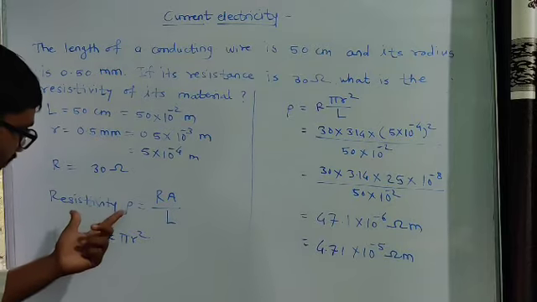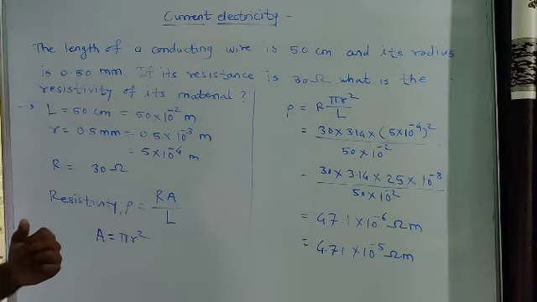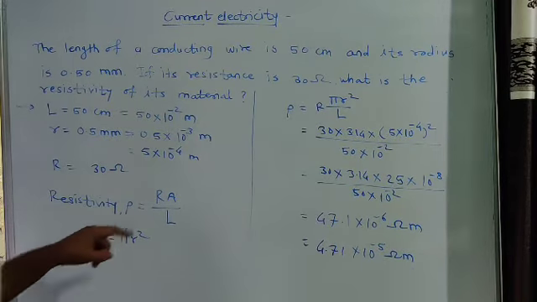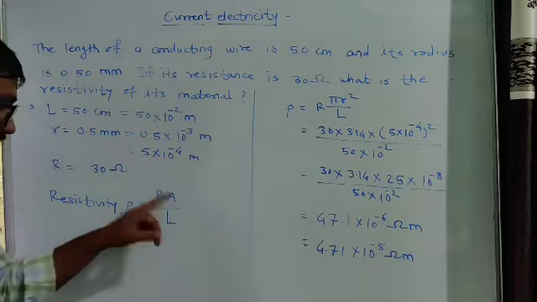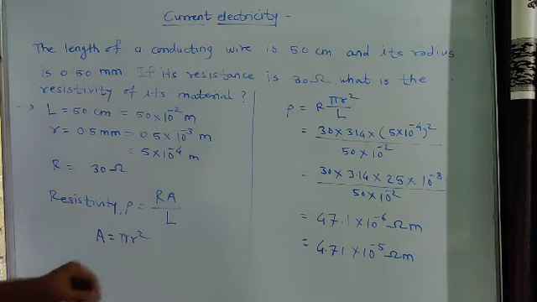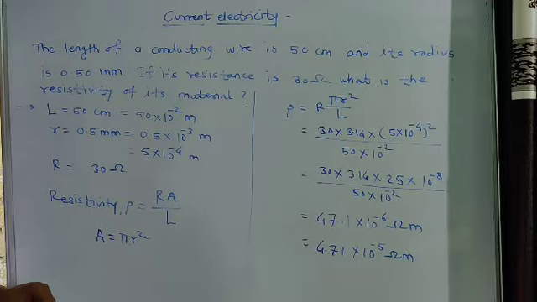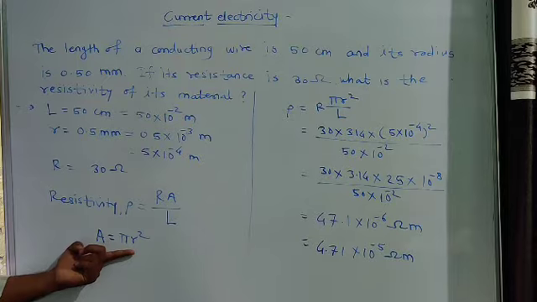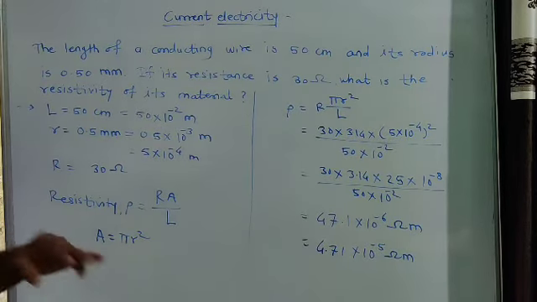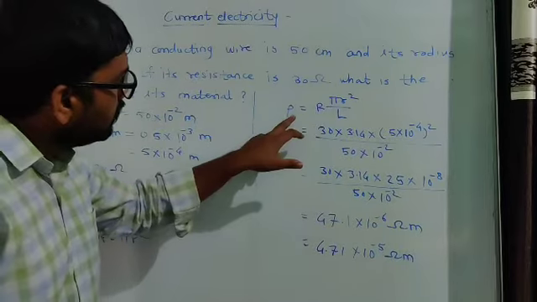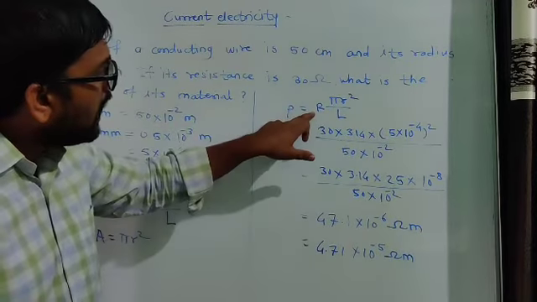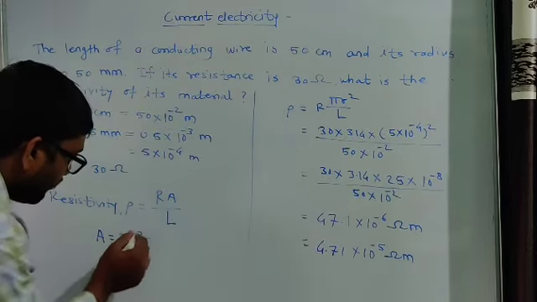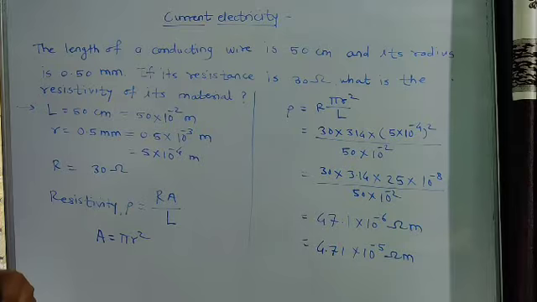Now we know the formula of resistivity. Resistivity, which is denoted by the sign rho, is given by capital R, capital A divided by L, where R is the resistance of the material, A is the area of that material, and L is the length of the given material. Here area is given by pi r square. So rho will be equal to R into pi r square by L.